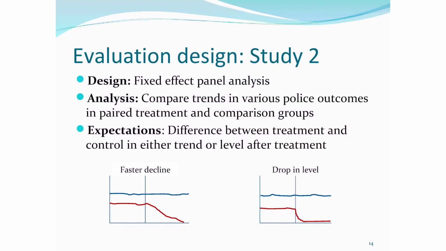So the second study, we thought, okay, we've had a look, tried to speak to individual victims, let's have a look at what the official figures show in terms of police recording. So this is a fixed effect panel analysis, and we were comparing trends in police outcomes in paired treatment and comparison groups. So we're finding each LAC and pairing it with another similar LAC, and we were looking at a bunch of outcomes. The two things we were looking for was a difference in the treatment control in either the trend or level after treatment.